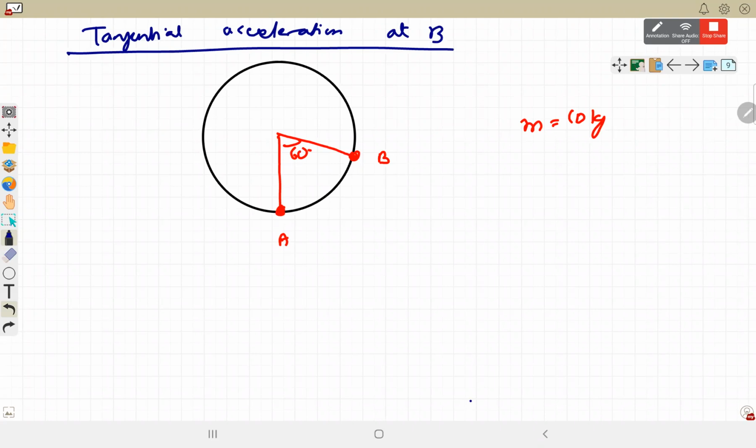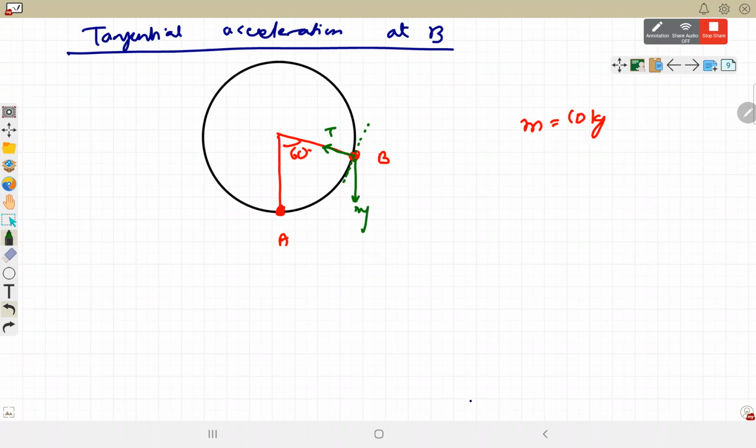Two types of acceleration are needed for circular motion. One is centripetal, another is tangential. Centripetal is toward the center, and that must be v square by r. So here, what is the tangential retardation, acceleration or retardation, whatever? Yes, anyone? What will we do for tangential retardation or tangential acceleration? First we resolve the perpendicular and tangential components.